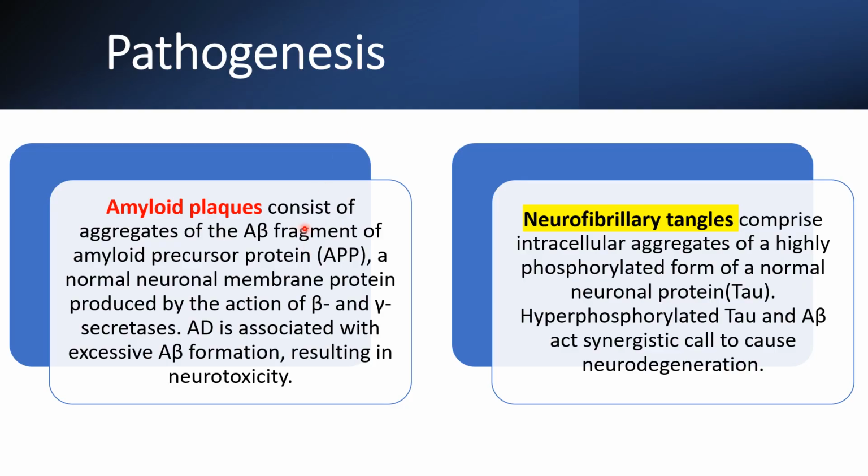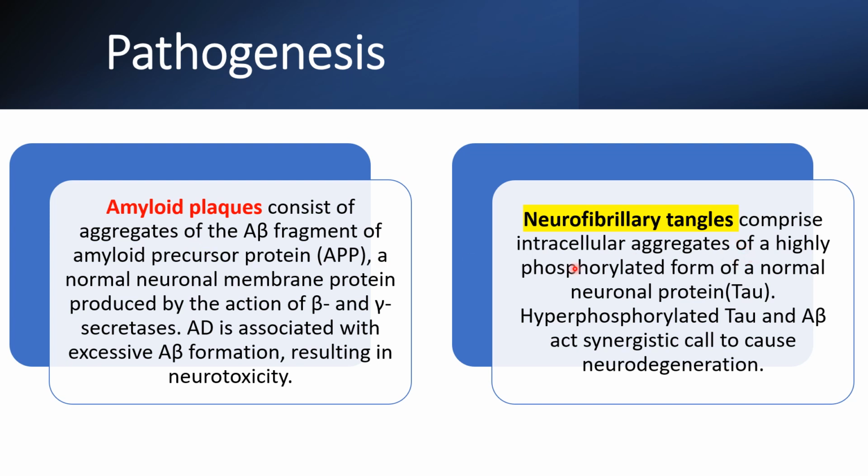Amyloid plaques are basically aggregates of A-beta fragments of amyloid precursor protein. Amyloid precursor protein is a normal neuronal membrane protein. In Alzheimer's disease, there is excessive formation of these A-beta fragments of this protein, and when there is excessive formation, the aggregates of these A-beta fragments form a plaque that is called an amyloid plaque.